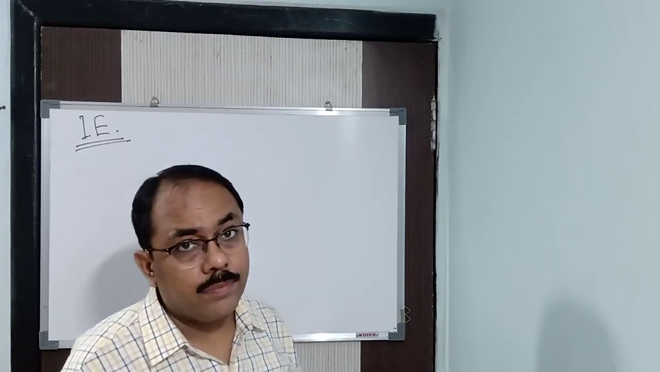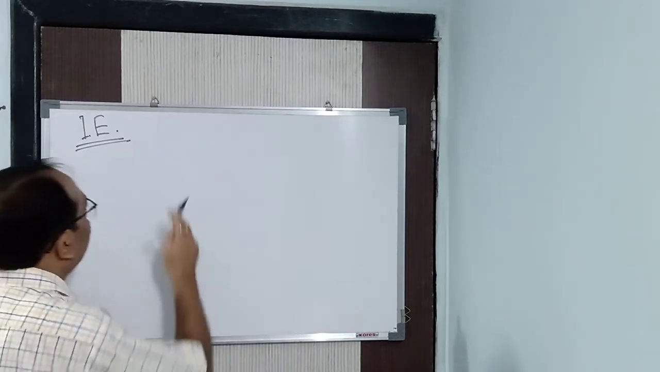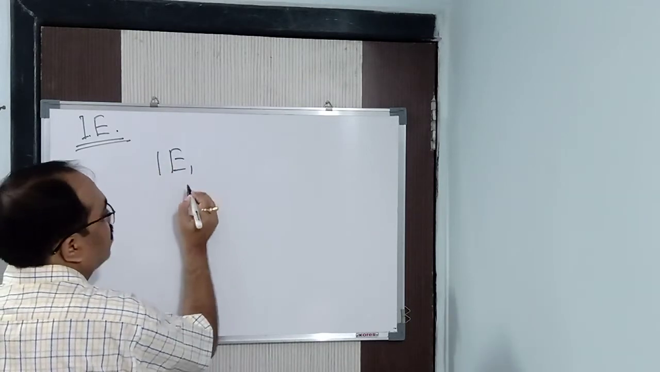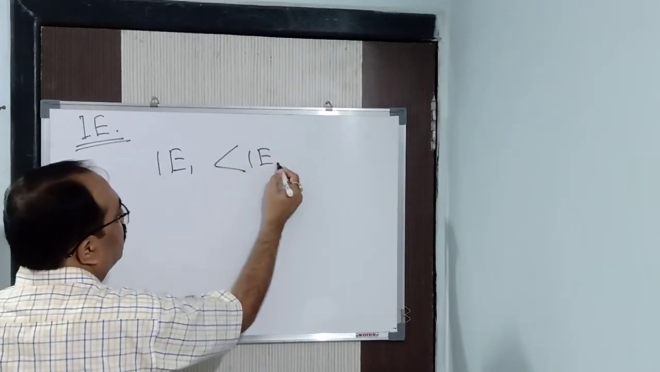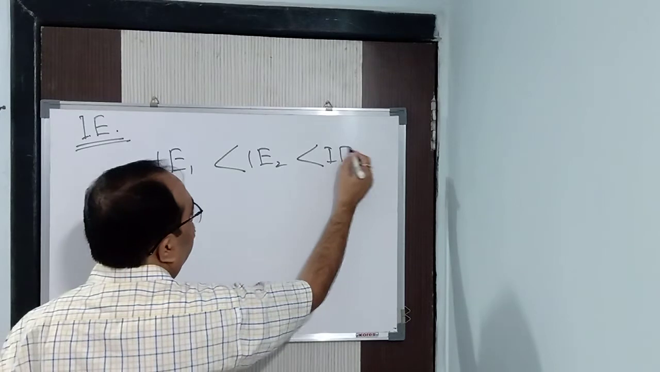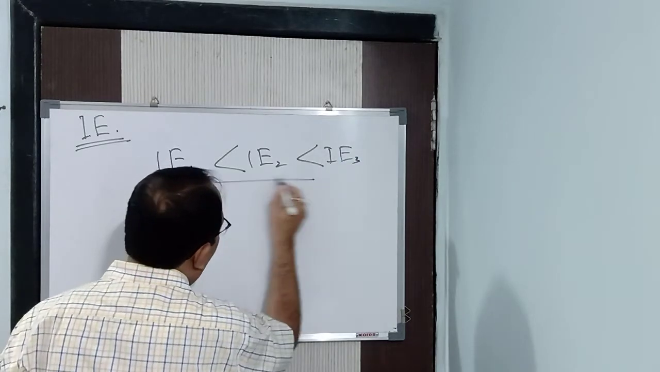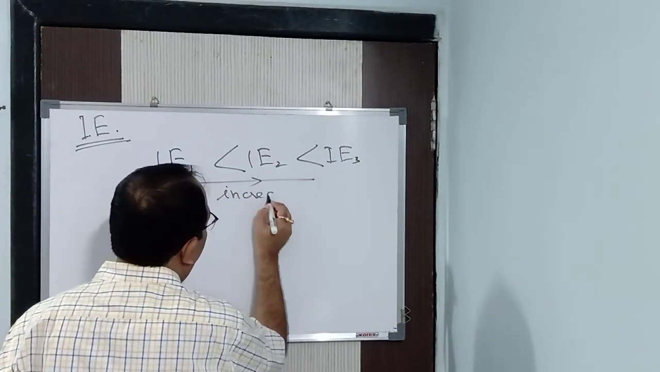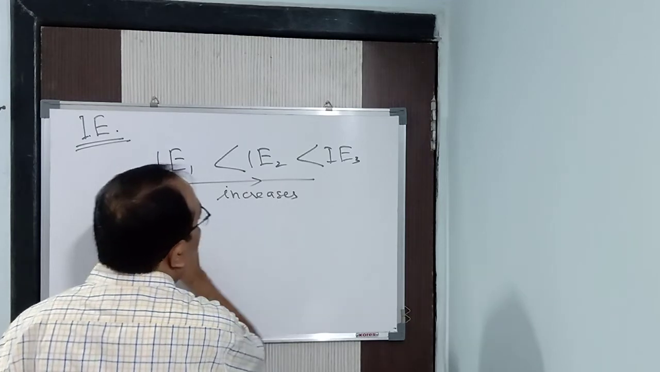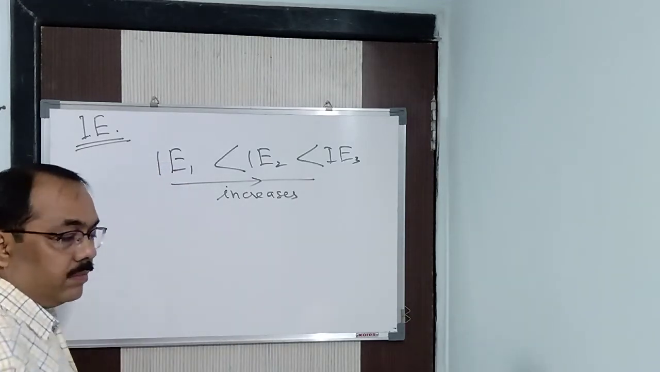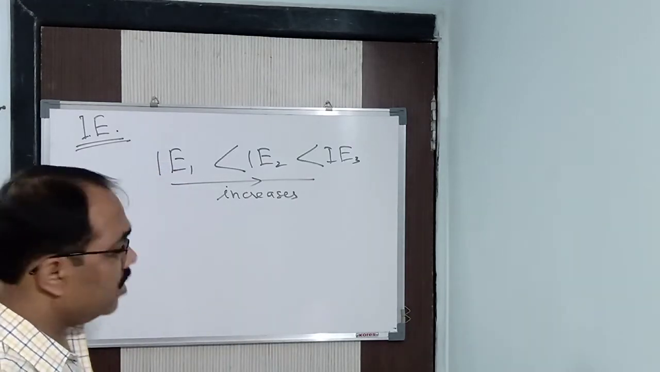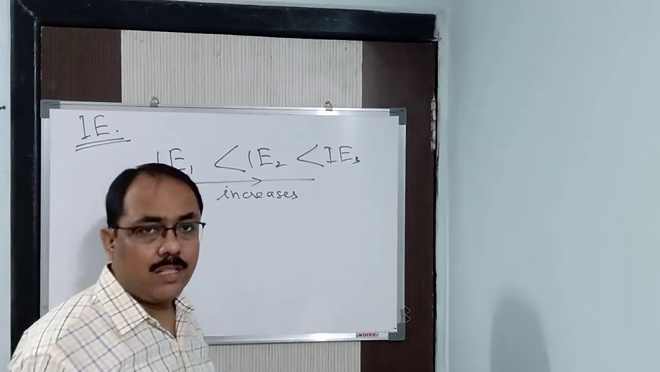Why? That means IE1, the first ionization energy, then IE2, the second ionization energy, then IE3, the third ionization energy. So ionization energy is increasing. The successive ionization energy increases. You can say that. Clear? The first ionization energy is less than the second, then the third. It increases.